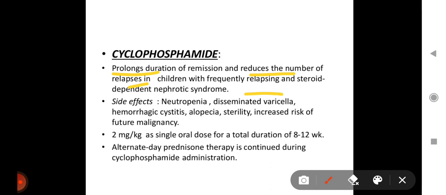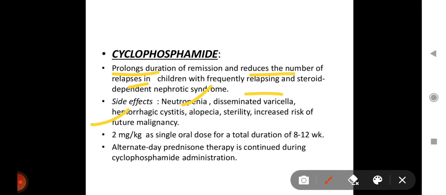Side effects: neutropenia, disseminated varicella, hemorrhagic cystitis. You have to remember these side effects. This can be very commonly asked in viva. Alopecia, sterility, increased risk of future malignancy. So neutropenia and hemorrhagic cystitis are commonly asked.